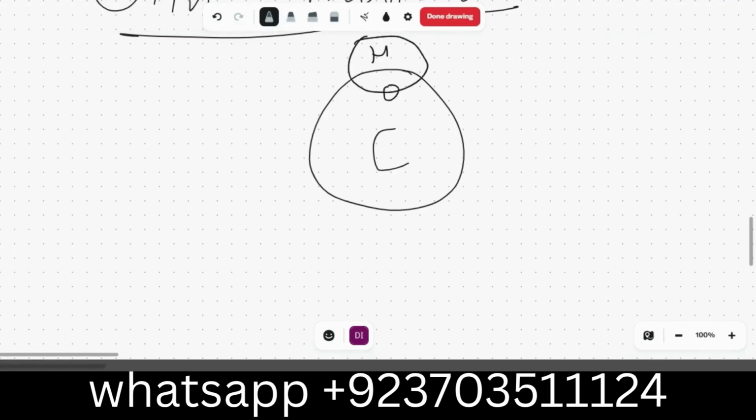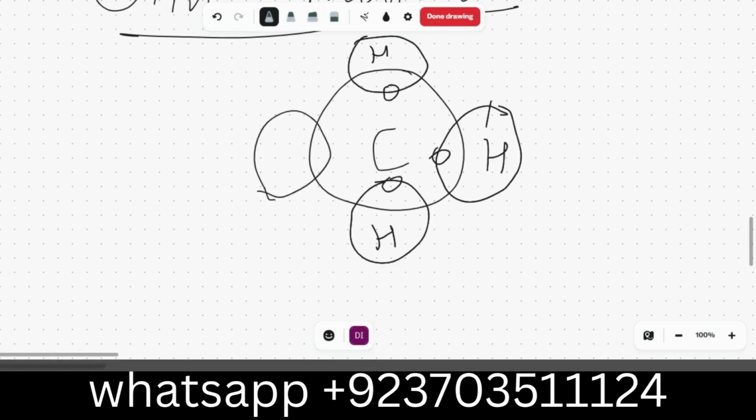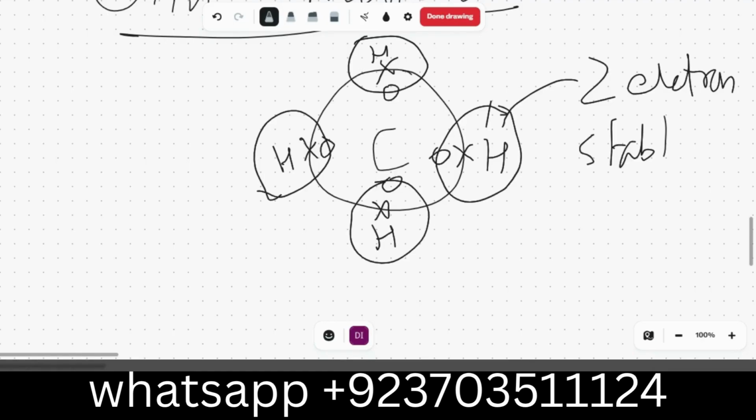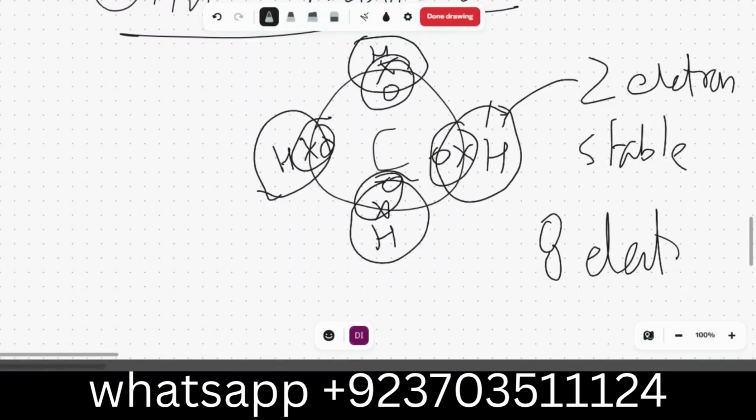I will make hydrogen a dot, and one hydrogen shares one electron. One electron of carbon is shared with one hydrogen, one with another, the third with the third hydrogen, and the fourth with the fourth hydrogen. Now you can see hydrogen has two shared electrons, so it is stable. Whereas carbon also has 2 plus 2 plus 2 plus 2. It also has 8 electrons shared. So it also has a stable configuration.